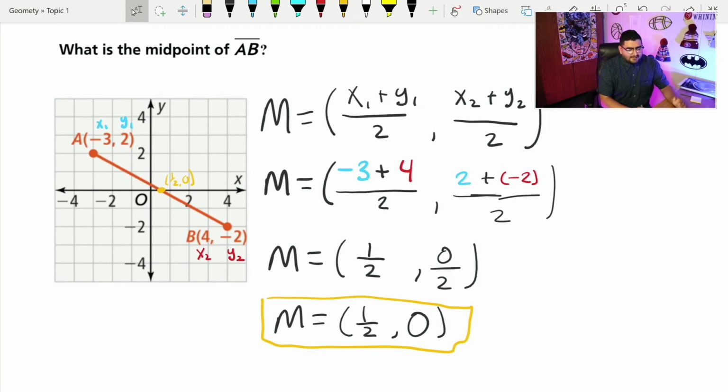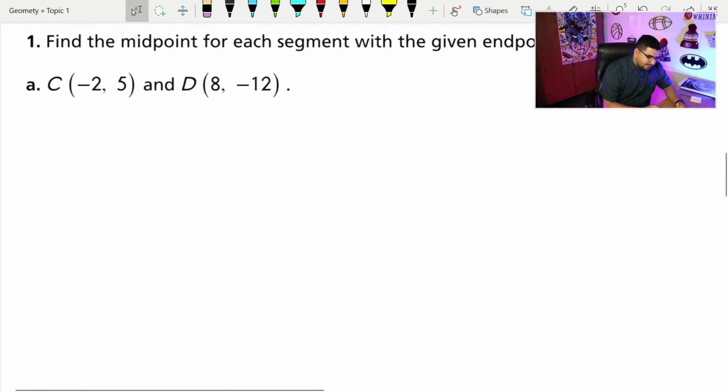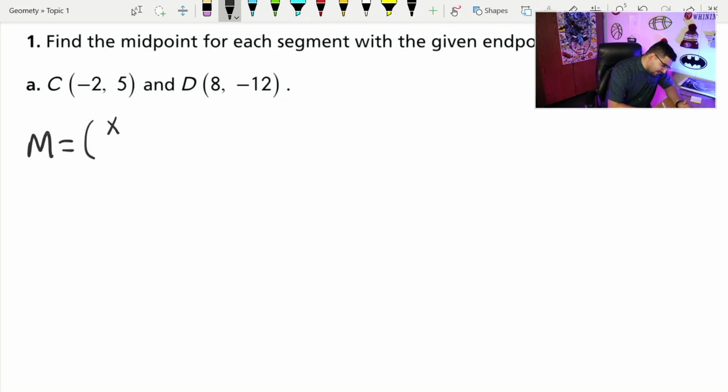Okay, so now let's move on to a different example. We just saw an example where they gave us a graph and the points, and it's helpful to have that visual, but what if they didn't give us that visual? What if they just gave me 2 points? Again, the first thing I'm going to do is write down the formula. So M equals X1 plus X2 divided by 2, comma, and then we have Y1 plus Y2 divided by 2.